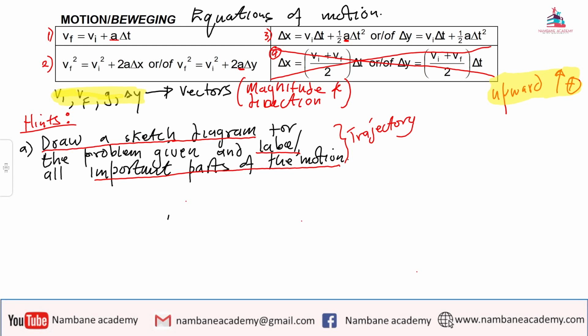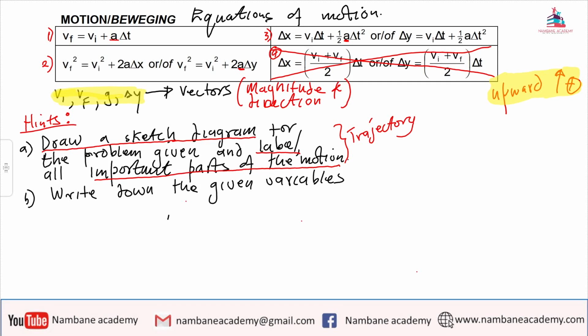Furthermore, write down the given variables. So, what are the given variables? It is your V final, V initial, delta Y, time. It will just depend on the information that has been given. So write down the given variables. I am going to highlight here to say some variables will definitely be given.